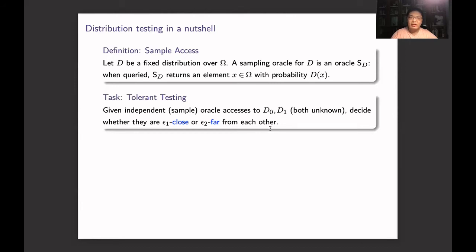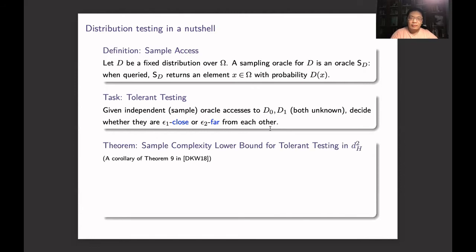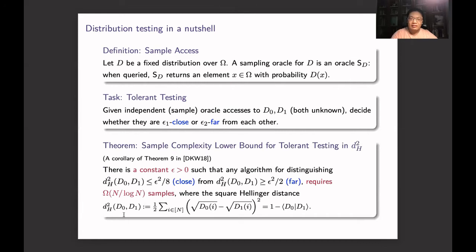The task we consider here is called tolerance testing. Given independent sample access to unknown distributions D0 and D1, decide whether they are epsilon close or epsilon far from each other. One result useful for us is a sample complexity lower bound for distribution testing in squared Hellinger distance. It was shown by Daskalakis, Kamath, and Wright. The squared Hellinger distance between two distributions D0 and D1 is just 1 minus the inner product between D0 and D1.